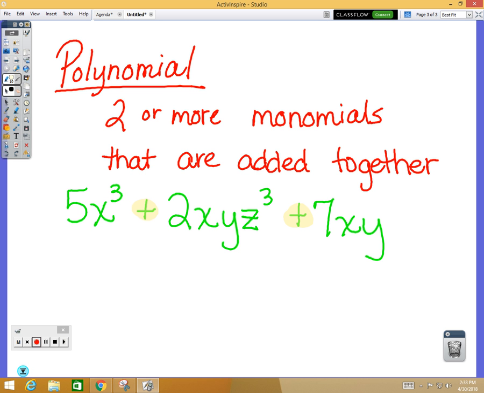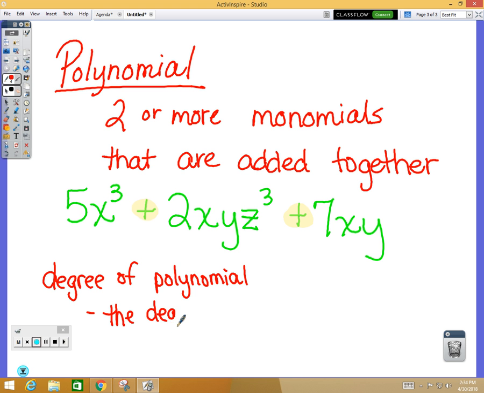So you can have a degree of your polynomial as well. And the way that you find the degree of your polynomial, so again, degree of polynomial, it's going to be the largest, the monomial that has the largest degree is going to be the degree for the entire polynomial, okay? So the degree of the largest monomial.